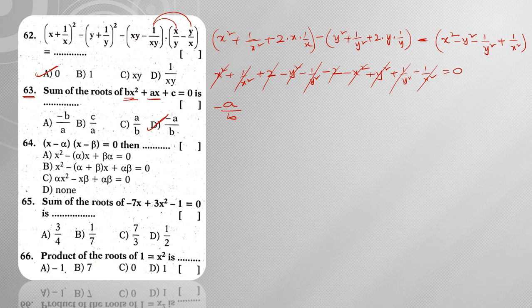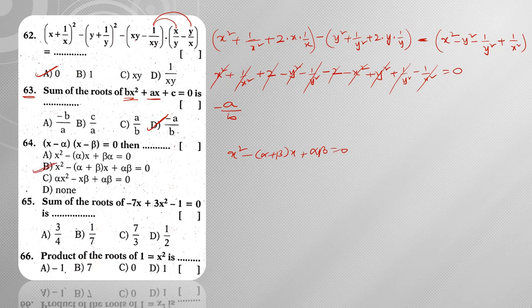Right? Next, (x minus alpha) into (x minus beta) is equal to 0. Then what can I say? x square minus (alpha plus beta) into x plus alpha beta is equal to 0. So from this, which option? Option B will be my answer.